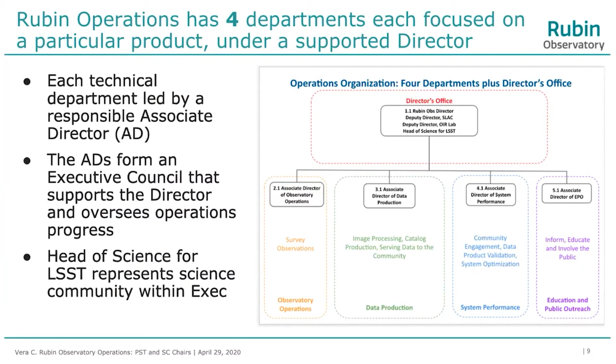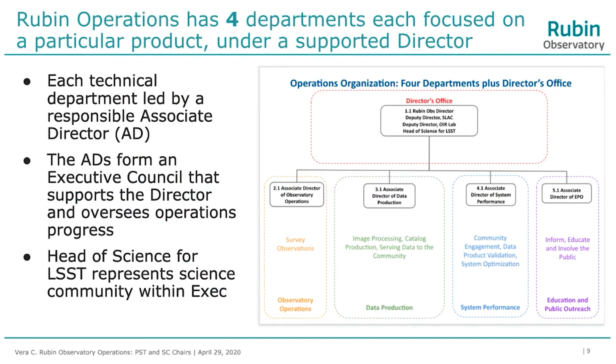That ops exec includes an additional role, which is the head of science for LSST. So this is someone who represents the science community within that ops exec. So it's a key point of contact for the science collaborations and the rest of the LSST science community. And the idea is that they'll be there in the room while decisions are getting made about how the data are produced, how the observatory is operated.